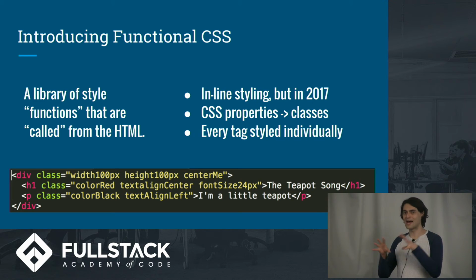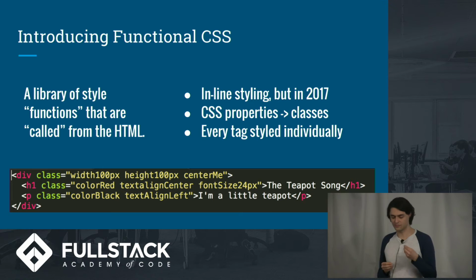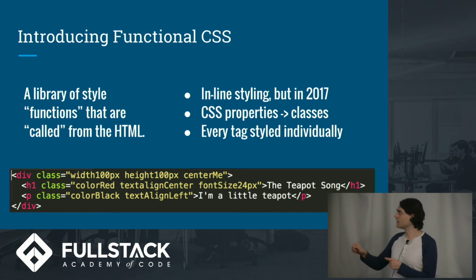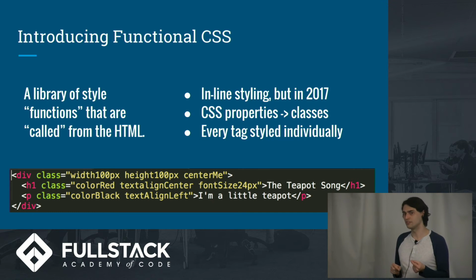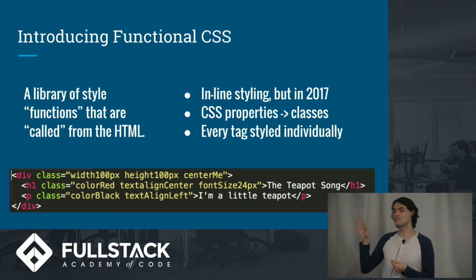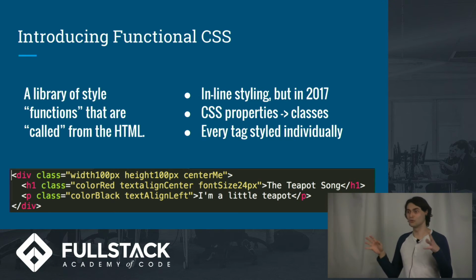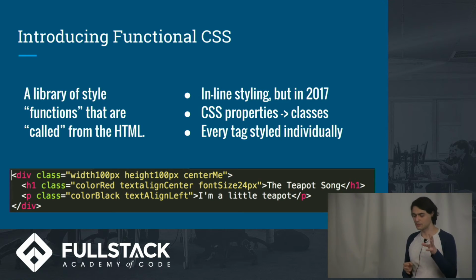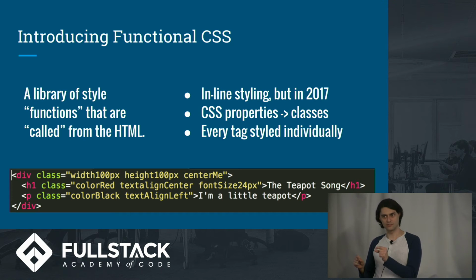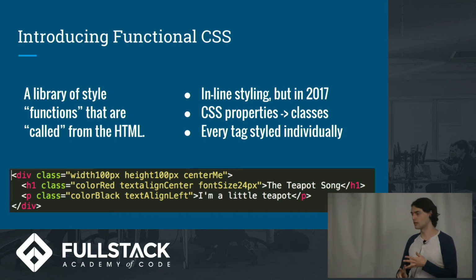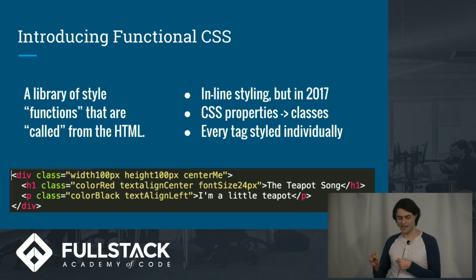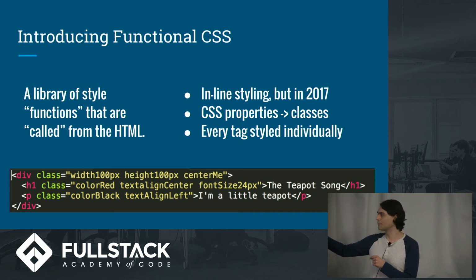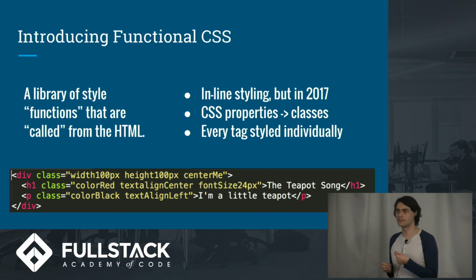So the way to think about it at the highest possible level is a library of style functions, the library meaning the things that have already been written, in Adam's quote, that are called from the HTML. So this is basically a really fancy way of doing inline styling, but in a cool 2017 way. Basically what happens is you write CSS properties like background color, text align, all that kind of stuff, and you put them in classes. So you just have a class that's like background color red. And then those get applied in your HTML tags under the class property.